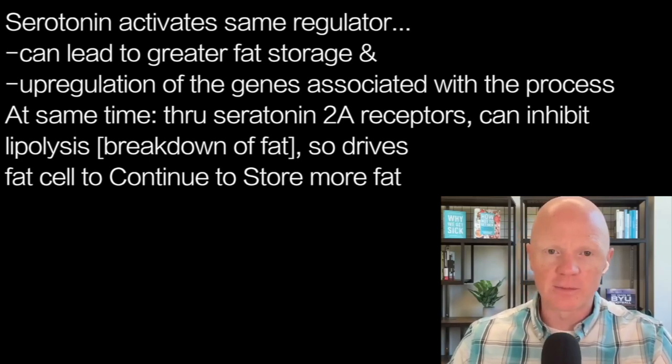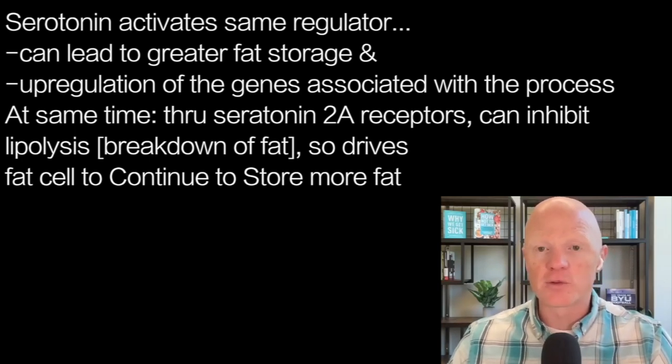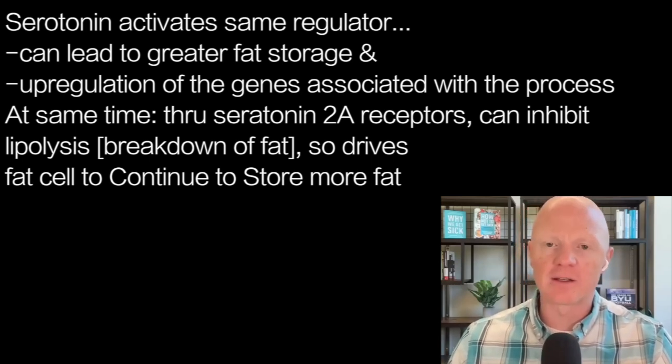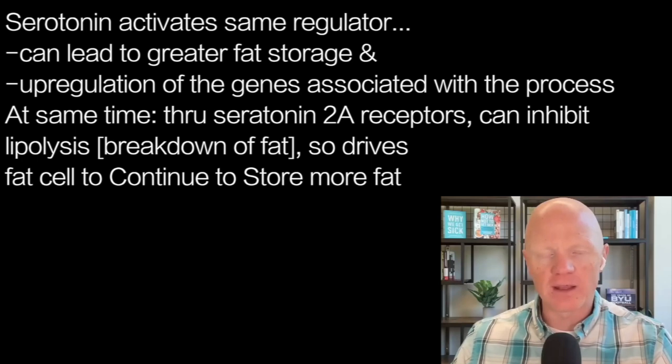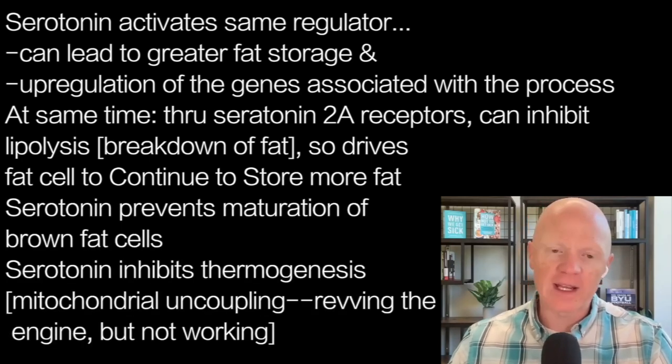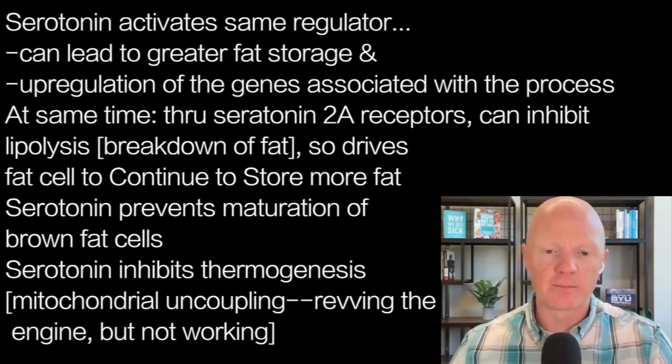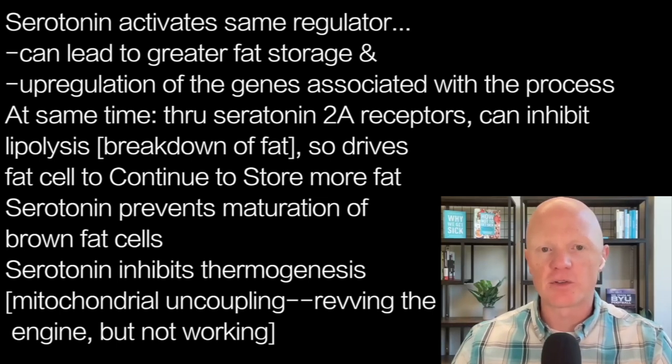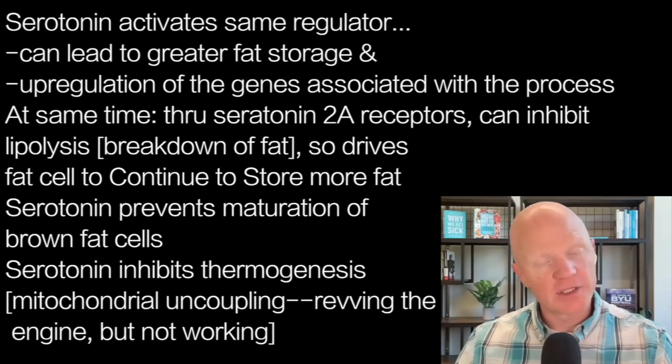Okay, at the same time that serotonin is stimulating an increased fat storage, it's also through the receptor that we could just call serotonin receptors, but technically they're the 5-HT2A. So to say all that another way, the serotonin 2A receptors, it can inhibit lipolysis. Lipolysis is the term for the breakdown of fat. And that, of course, is going to drive the fat cell to continue to store more fat. Also, reflective of this general kind of suppressive effect on mobilizing energy and rather storing it, serotonin has been shown to prevent the differentiation or the maturation of brown fat cells. It interferes with this process of the brown fat cells becoming really mature and functioning. And then lastly, serotonin inhibits thermogenesis, and that is very much a brown fat phenomenon.